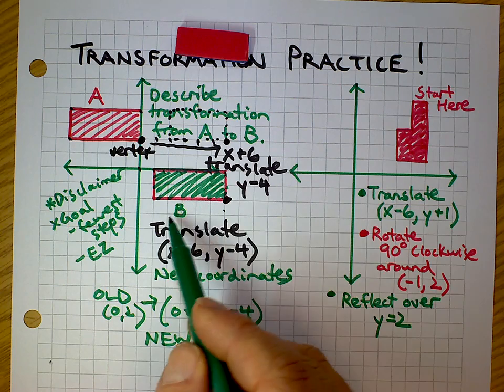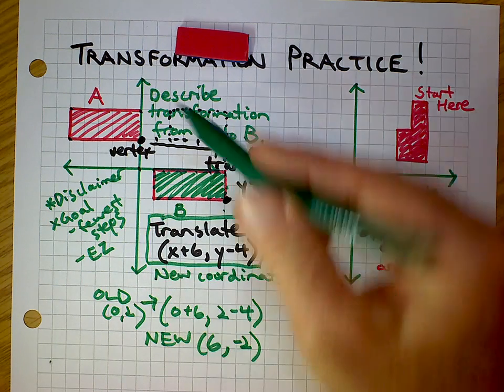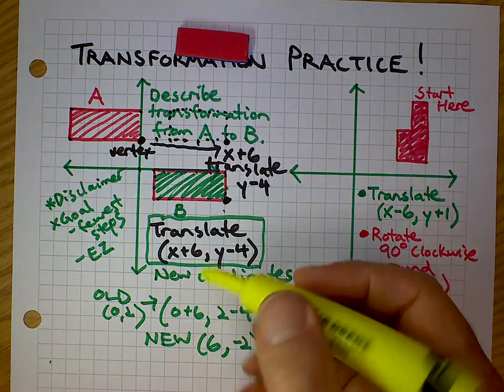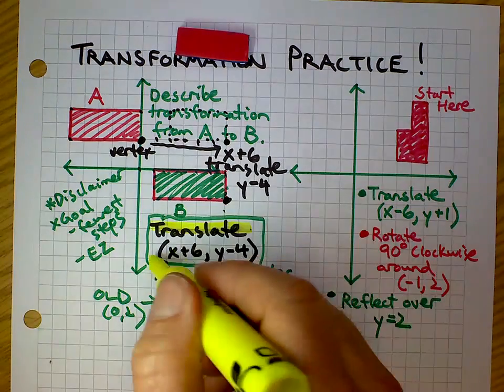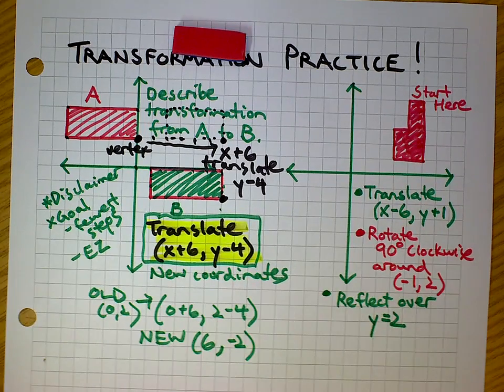So by writing it in this way, you give yourself a way to write the new coordinates of any new vertex. I think that's worth highlighting. It's a very useful way to write it. Okay, let's go to the next one.